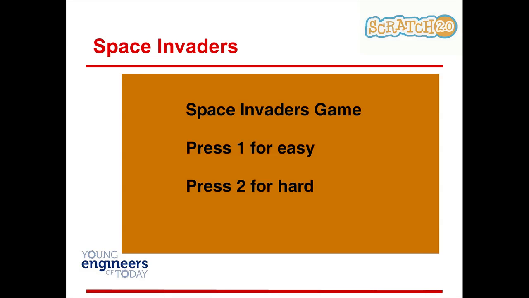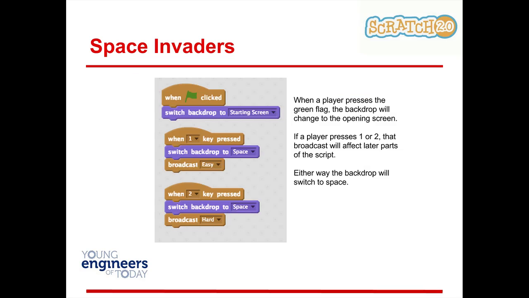All right. Now, Space Invaders game: press 1 for easy, press 2 for hard. Let's introduce this, and we'll get the easy and hard part done, and then we'll go into more difference. When flag clicked, switch backdrop to starting screen. That's that orange. When a player presses the green flag, the backdrop will change to the opening screen. If a player presses 1 or 2, that broadcast will affect later parts of our code.